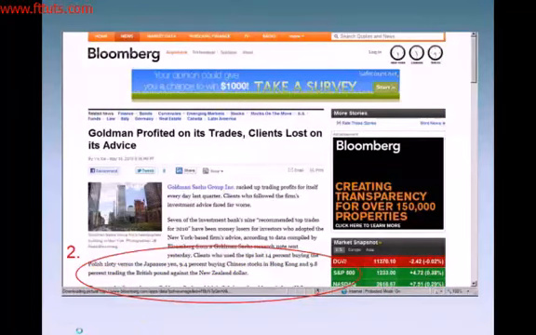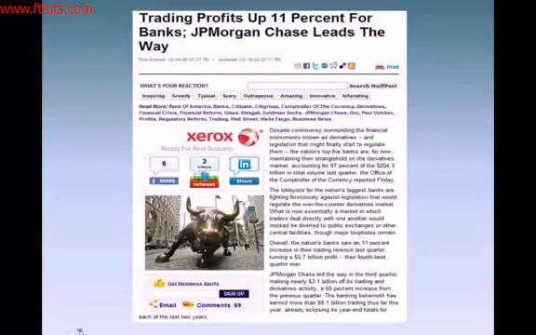All right, my last article that I want to share with you, and once again, it's to emphasize the magnitude of profits that these participants make. Take a look. It's not only Goldman. Trading profits up 11% for banks in general. Again, the sell side participants in the market. Their profits are skyrocketing because of trading activity. And JP Morgan, which is another major bank, leads the way.